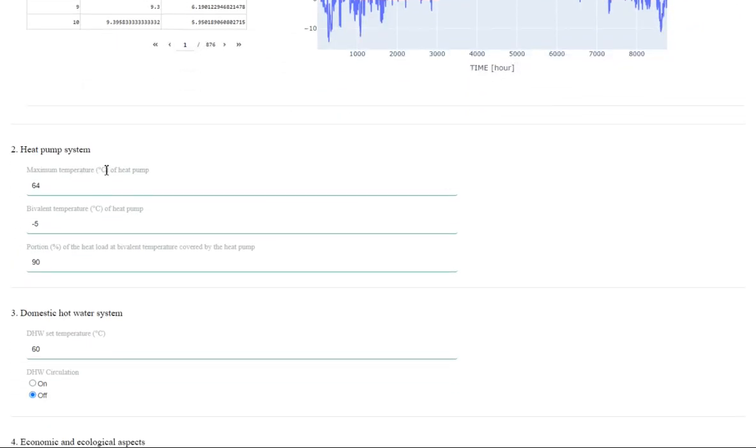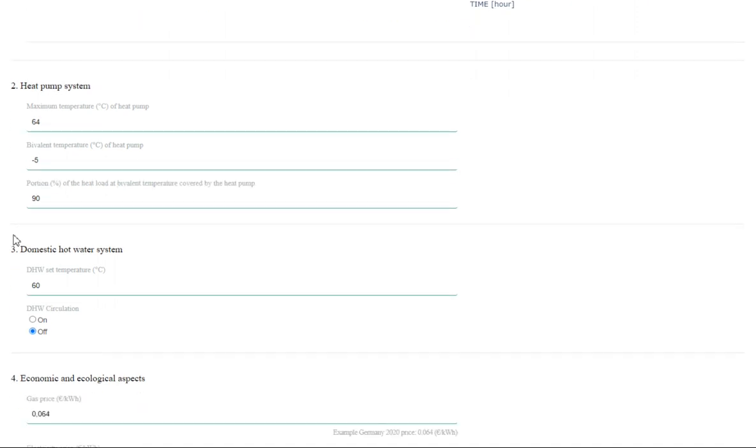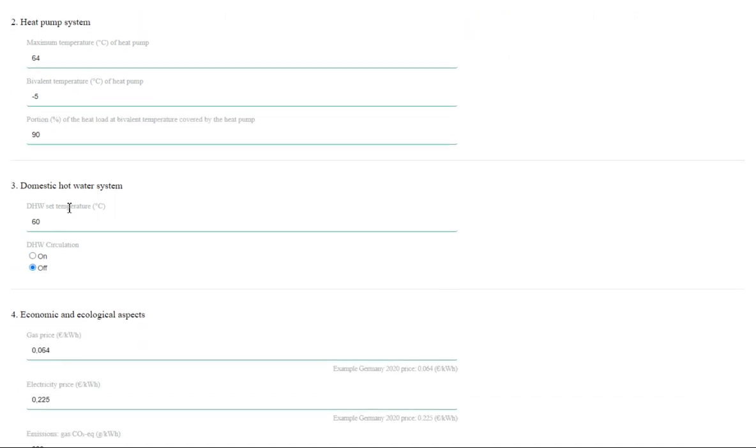Also, information about the heat pump is needed. For example, the maximum temperature of the heat pump, the equivalent temperature of the heat pump, and the portion of the heat load covered by the heat pump at the equivalent point. The domestic hot water set point will be 60 degrees in this case, and we're gonna say that no domestic hot water circulation system exists.